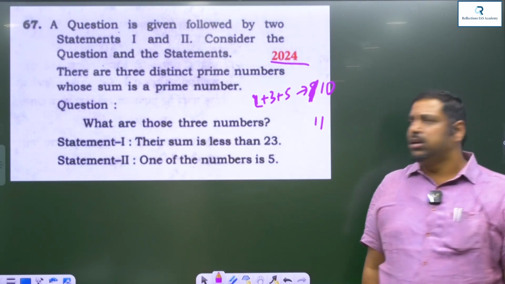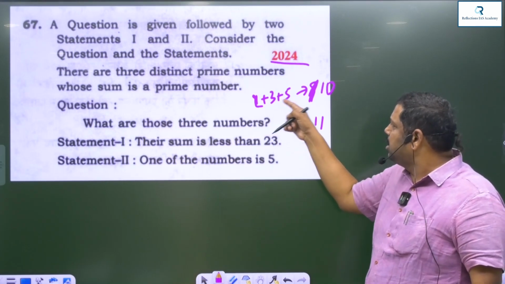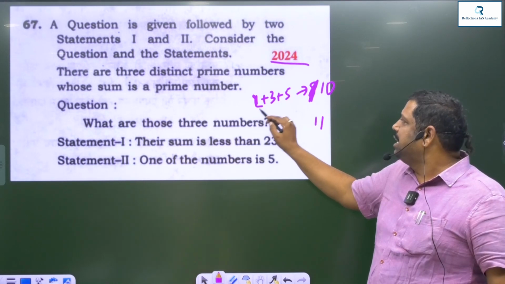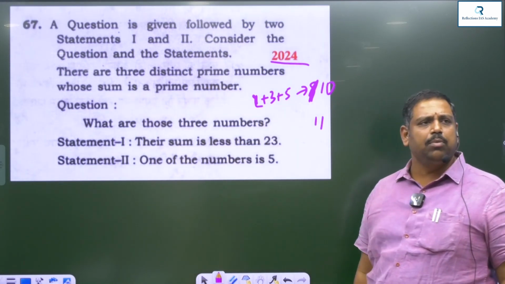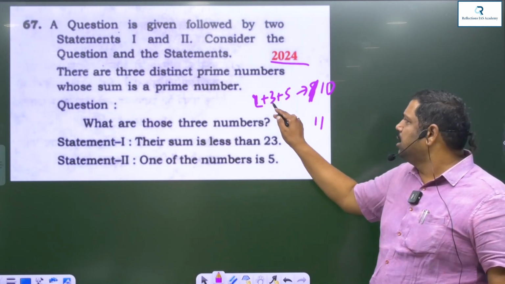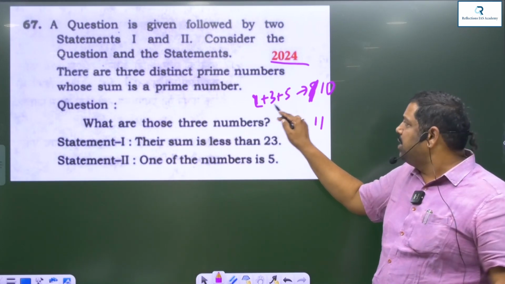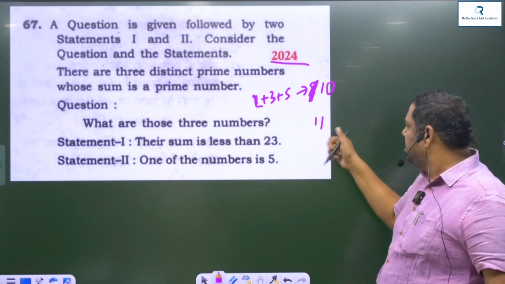To get 11, how much increased here? That 1 can be increased here or here or here, not all the 3, only 1 plus. If I increase 1 here, 3, 3, 5, but all are distinct, right? It is possible or not possible? If I increase here, it will be 4, not a prime number. If I increase here, 6, not a prime number. Okay, then 11 is not possible.